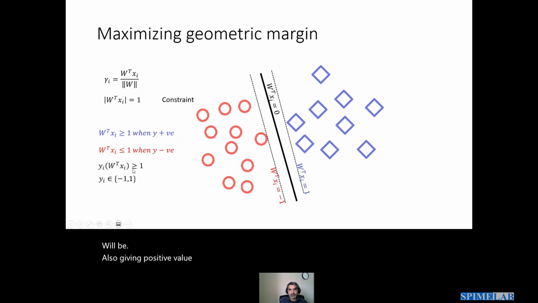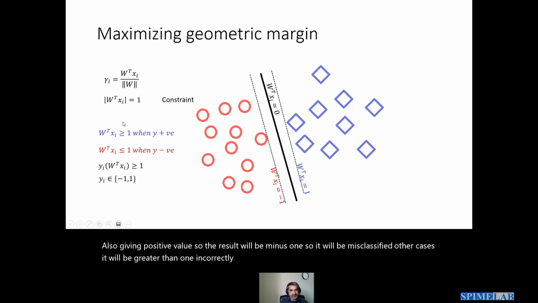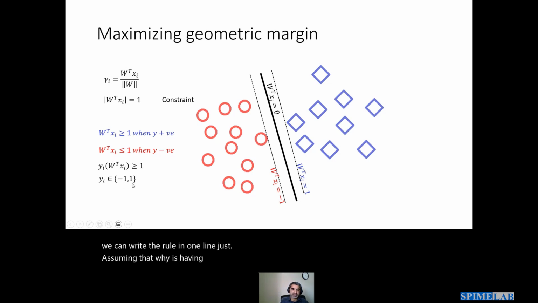So the result will be -1, so it will be misclassified. Other cases, it will be greater than 1 and correctly classified. So instead of writing in 2 lines, we can write the rule in 1 line, just assuming that Y is having -1 or 1 values, binary classification.